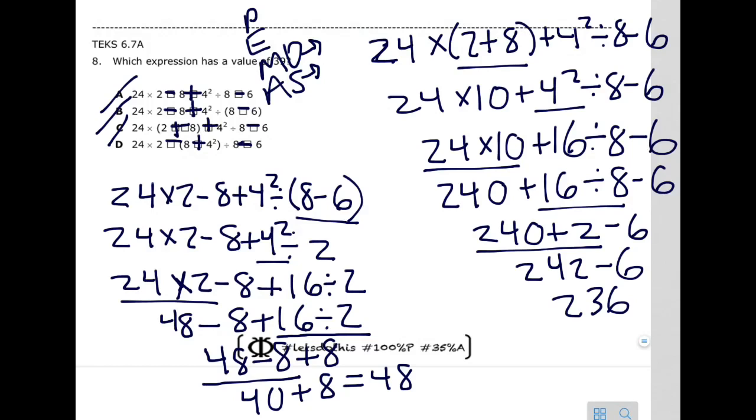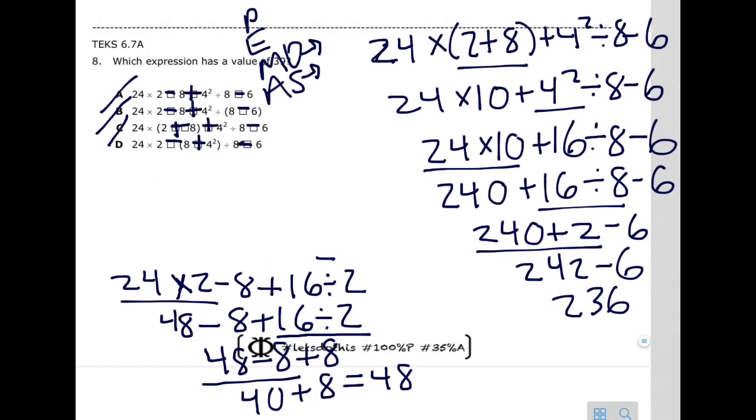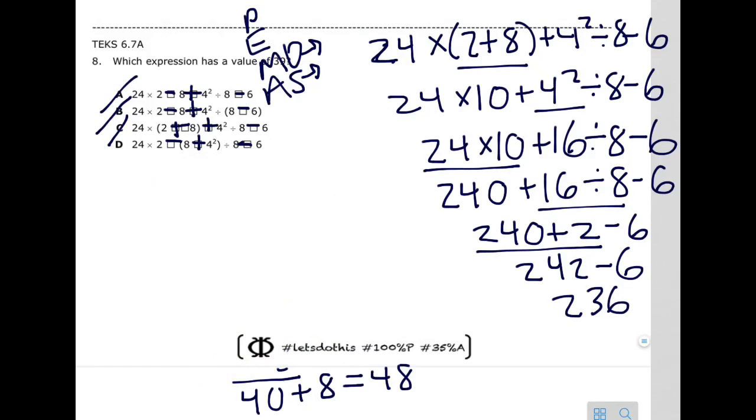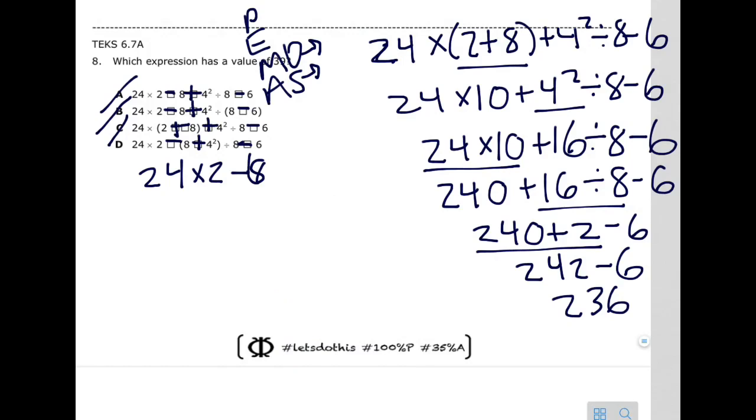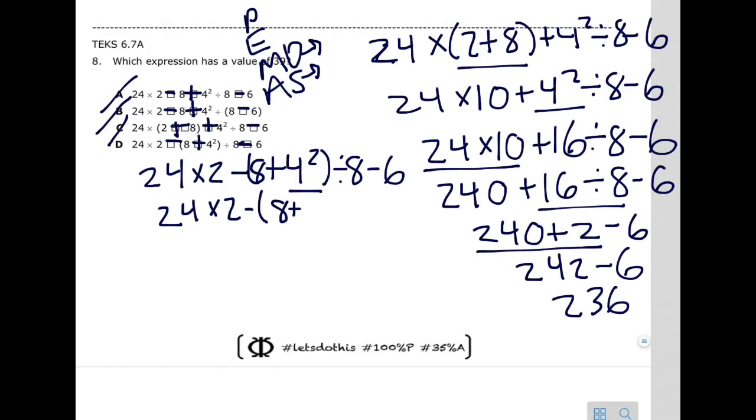I'm going to go ahead and solve this last one just to double check. But I should get 39 for the last answer choice if I've done everything else correctly. So 24 times 2 minus parentheses 8 plus 4 squared close parentheses, divided by 8 minus 6. First we do what's in parentheses, and we do exponents before adding. So 4 times 4 is 16. Again, 8 plus 16 is 24.